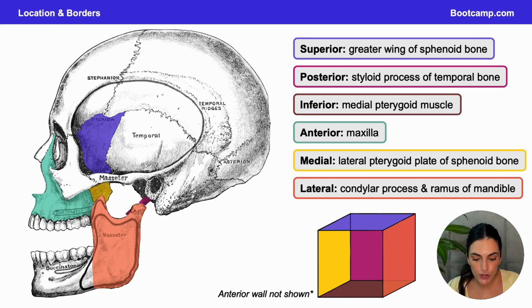But that mandible is also going to be forming that lateral border, and more specifically, the regions of the mandible are going to be the condylar process. The condylar process is what actually articulates to form the temporomandibular joint. And then we're also going to see that border formed by the ramus of the mandible.